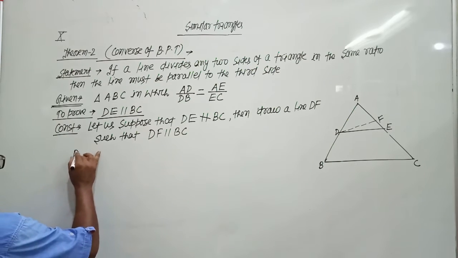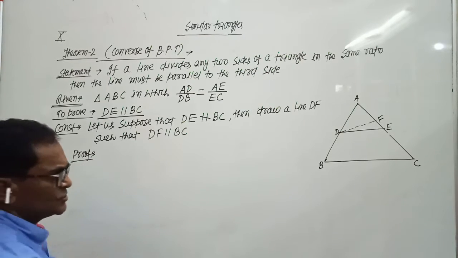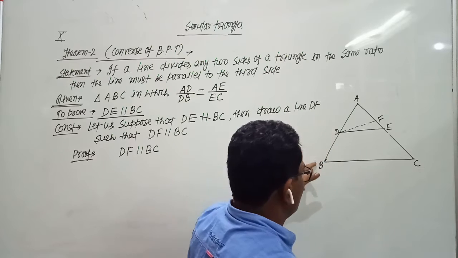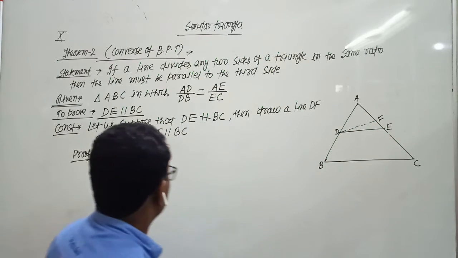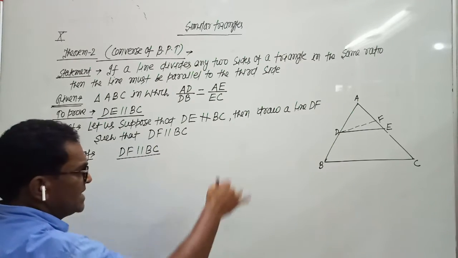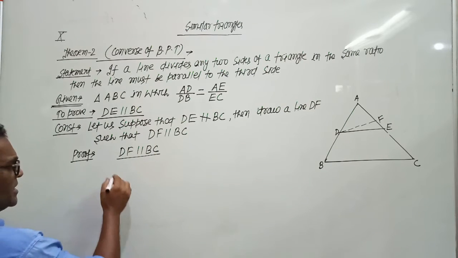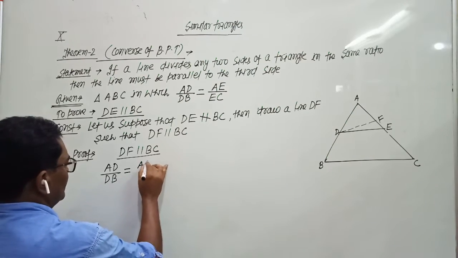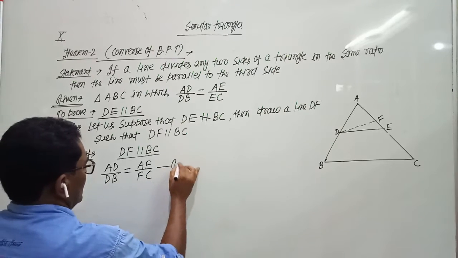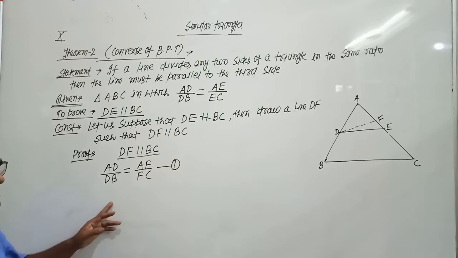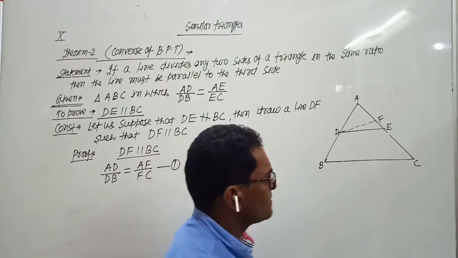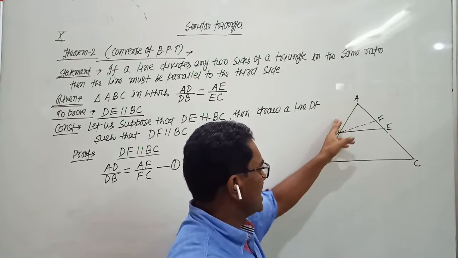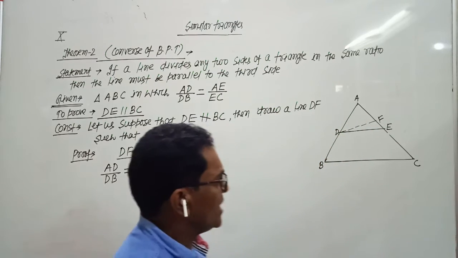So if DF is parallel to BC, it means AD upon DB must be equal to AF upon FC. If DF is parallel to BC, it means the sides must be in proportion. So AD upon DB equals AF upon FC. Name it first equation. By construction, DF is parallel to BC, so the sides must be in proportion, AD upon DB equals AF upon FC.